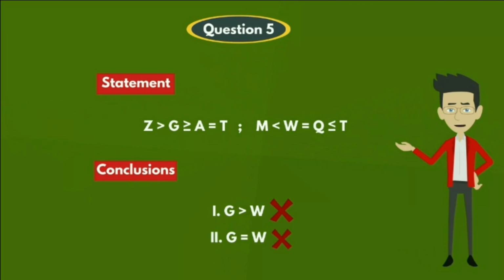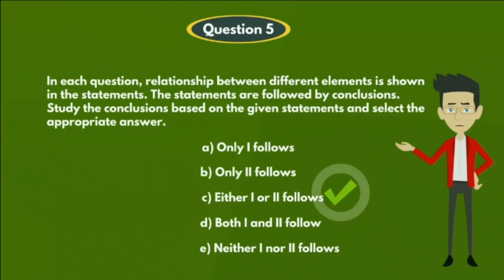But observe that conclusion 1 is G greater than W and conclusion 2 is G equal to W. Here these two conclusions are with the same entities G and W. So here is the chance: G greater than W or G equal to W. So in these two conclusions, one conclusion must be true. It's either conclusion 1 or conclusion 2. So the answer is option C. Either 1 or 2 follows.